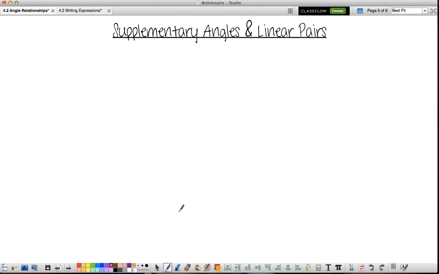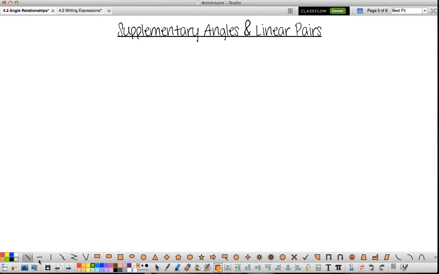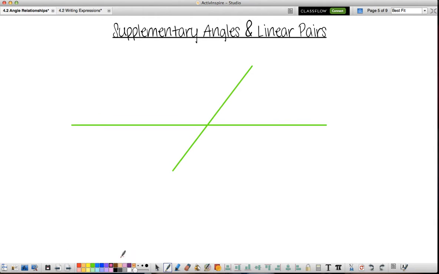Supplementary angles and linear pairs. Again, if you know that it's all a part of one, then they're considered a linear pair. So here you have two sets of supplementary angles. Again, you have more than two. So you have this one and this one, because together, so if you add this plus this, that gives you 180 degrees. You also have here and here.